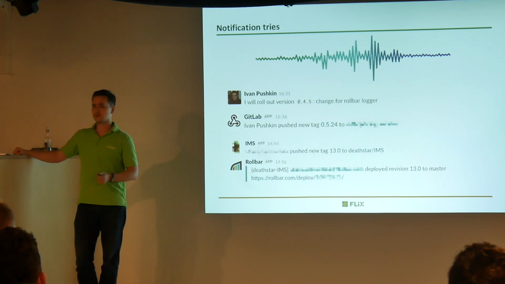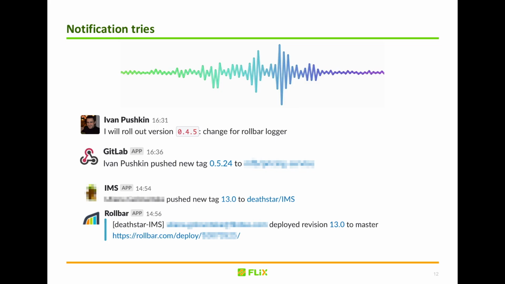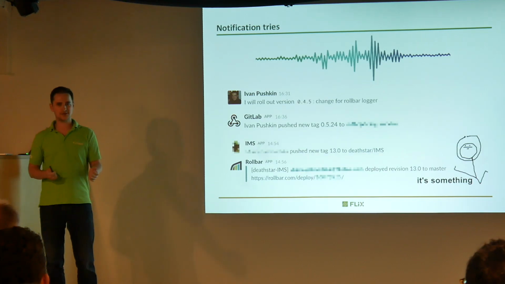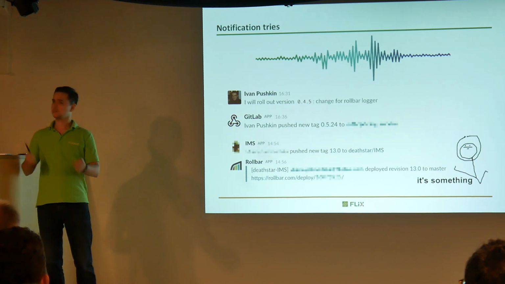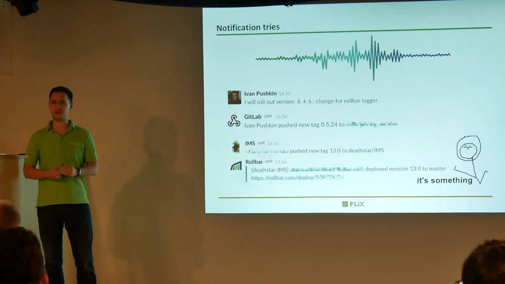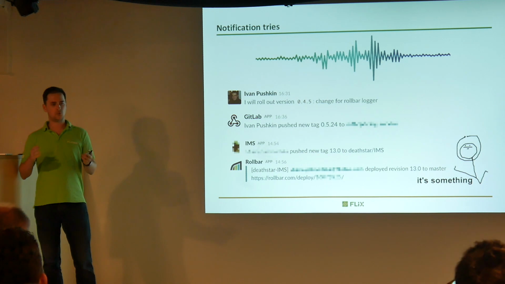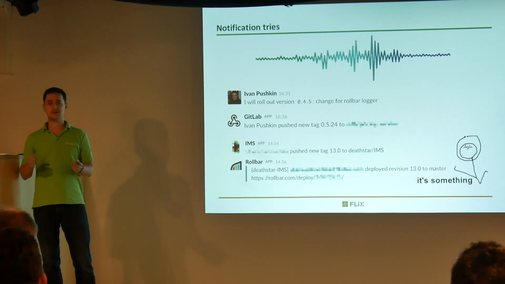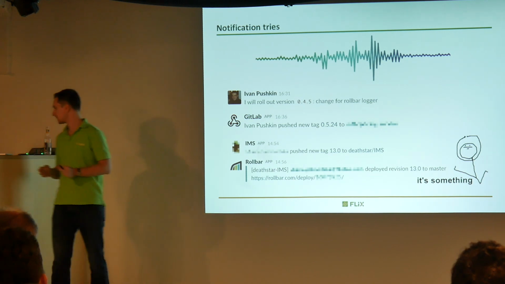Next step is to use GitLab notifications, and some teams even do better. They make push notifications to Rollbar, and then Rollbar pushes notifications to Slack. And yeah, it's something. At least it shows you that something is being deployed and it looks different. It looks like a deployment notification, but it doesn't show what is being deployed. And I really miss those commit messages you had in the monolith.